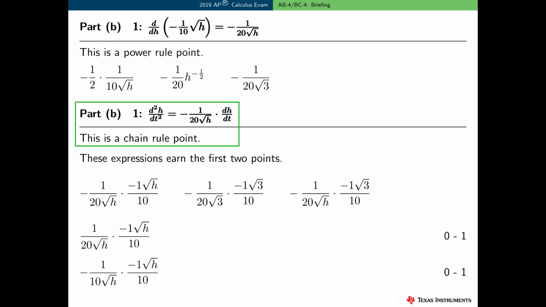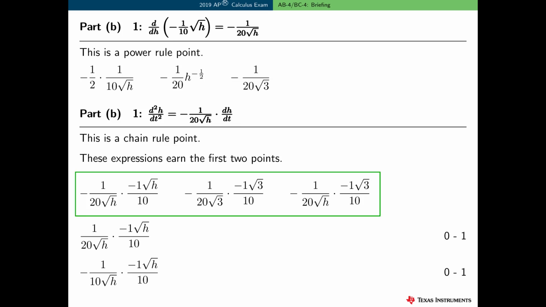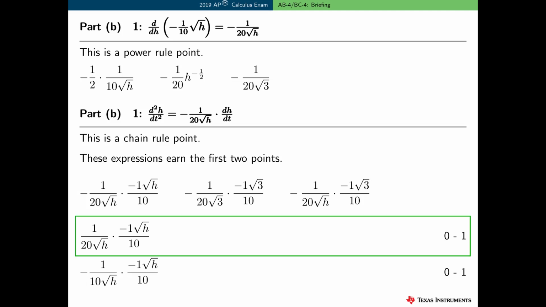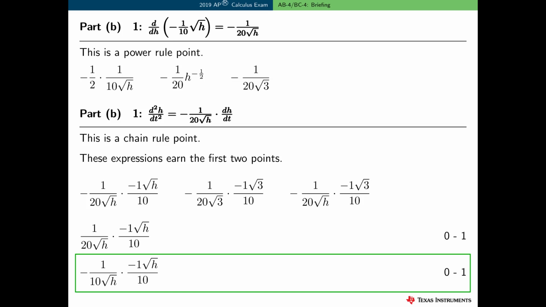The second point is for evidence of the chain rule. Now, most students earn the first 2 points with one expression. And here are 3 responses that all earn the first 2 points. In this example, the student does not earn the first point. There is a missing negative sign. But they have provided sufficient evidence of the chain rule. So this earns 0, 1. Similarly, in this example, the 10 in the denominator of the first quotient is incorrect. But they have provided sufficient evidence of the chain rule. So this also earns 0, 1.